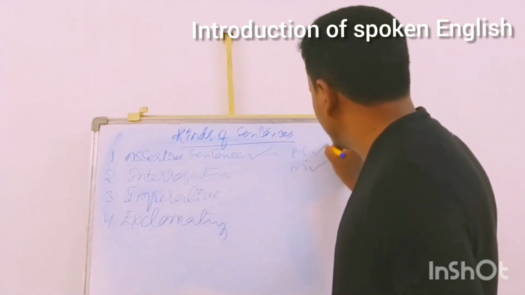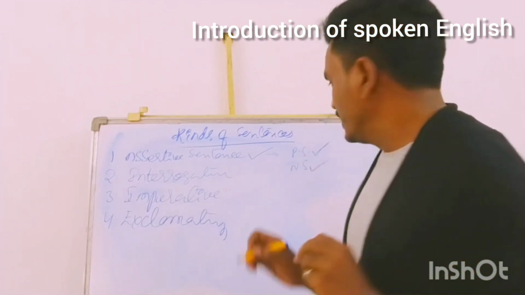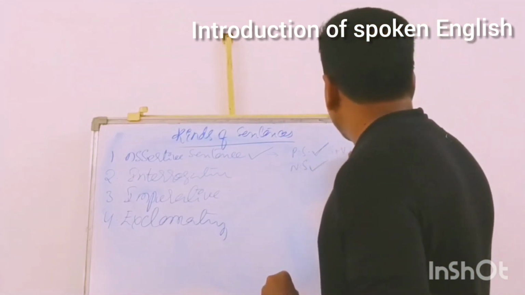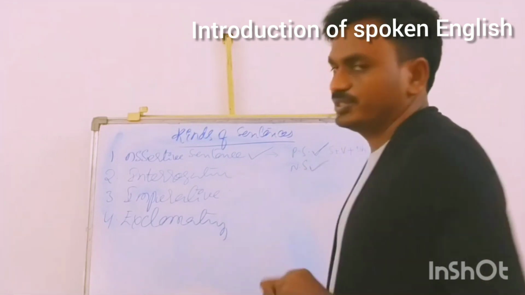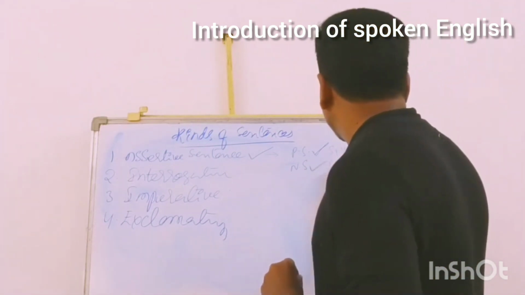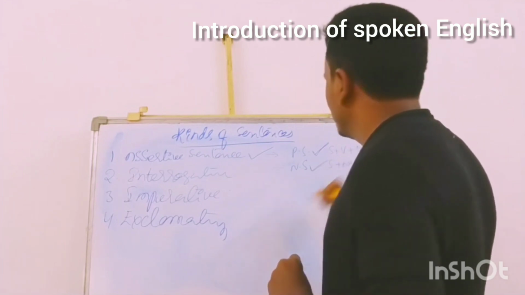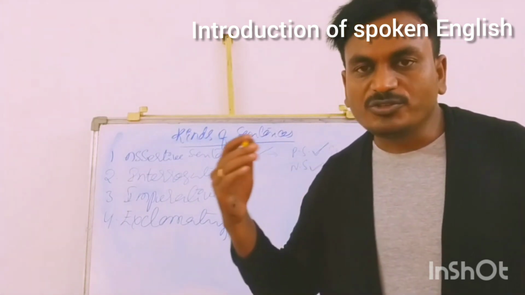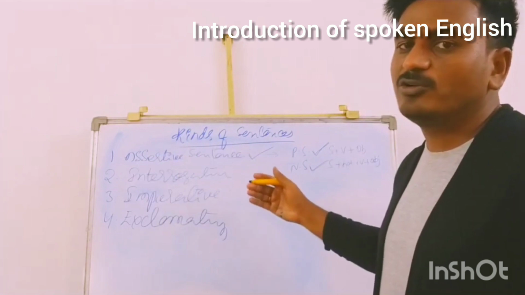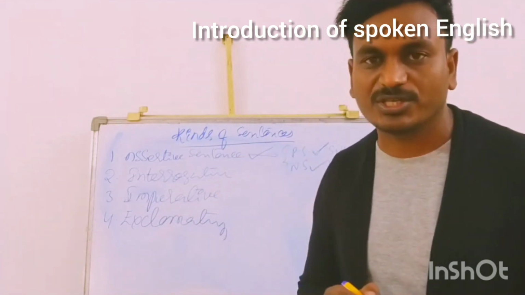Every sentence has a structure. The positive sentence structure is subject, verb and object. And the negative sentence structure is subject, not, verb, object. A positive sentence gives positive meaning and a negative sentence gives negative meaning. These 2 sentences are called assertive sentences in English grammar.